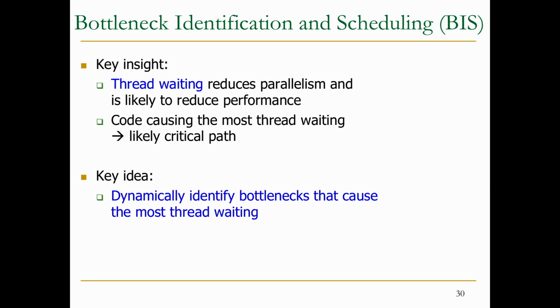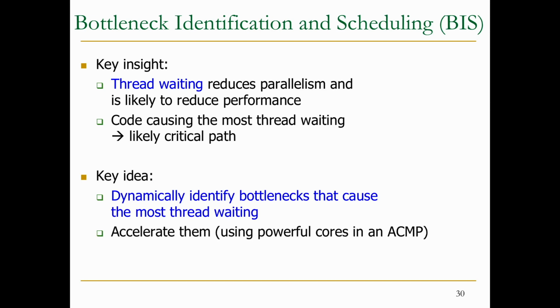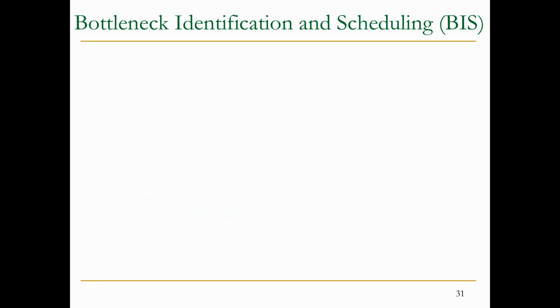And the key idea is basically simple once you have this heuristic optimization in mind. You dynamically identify the bottlenecks that cause the most thread waiting. Somehow you need to be able to do that. And accelerate them using powerful cores, in an ACMP. But again, you can use other techniques as we discussed, right? You can prioritize them. So the question is, how do you do this?